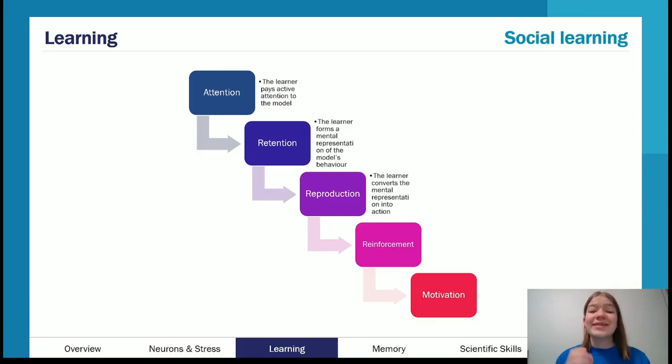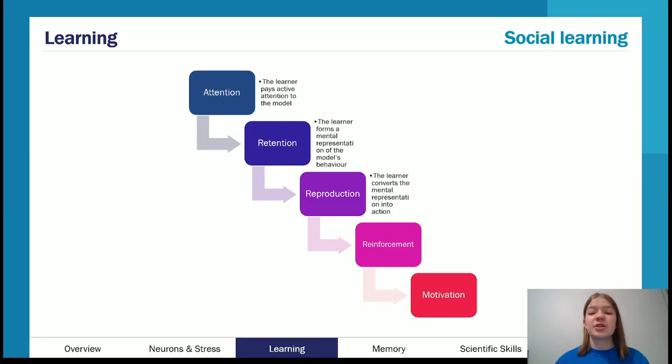Attention. The learner pays active attention to that model. That active is important. They're not just sitting there with the model in their field of vision. They're paying attention to what's going on. They're choosing to do that. It's active. So this might be something like, the child pays active attention to the man hitting the Bobo doll.